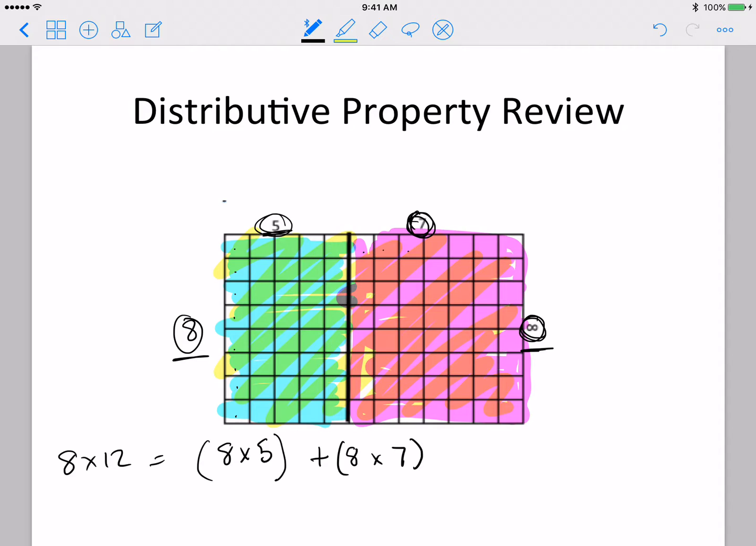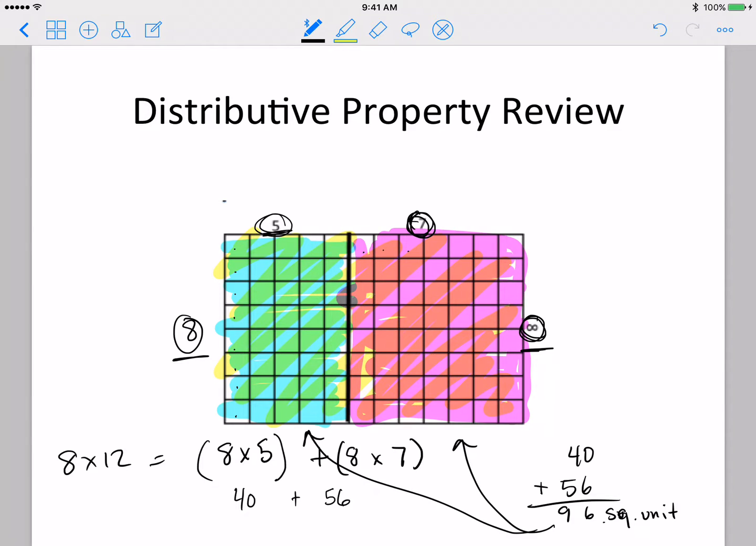Okay. So then from here we see that 8 times 5 is 40, and then 8 times 7 is 56. And we're going to add those together. 40 plus 56. The area is 96 square units. There are 96 squares in this rectangle. We just used the distributive property to help find the area. Okay, we'll be practicing this some more.